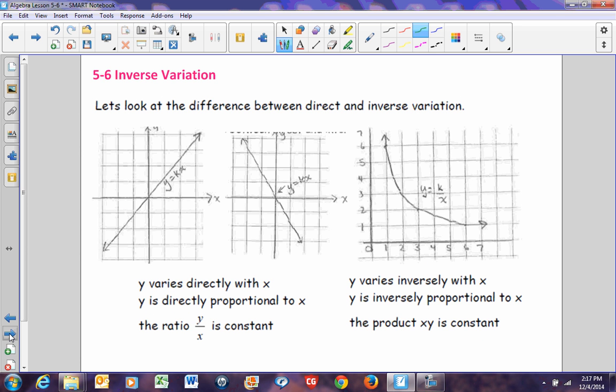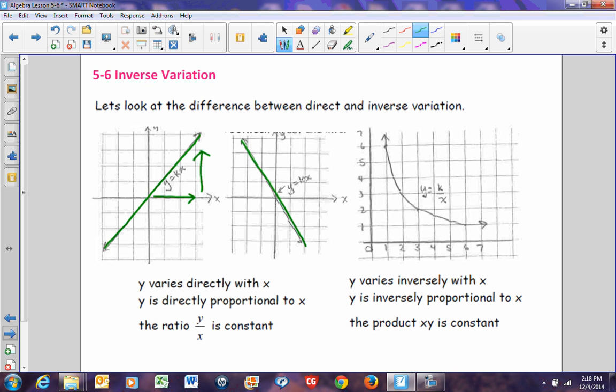All right, let's look at the difference between direct and inverse variation. Let's look at the graphs that we have here. If you look at these first two graphs, you'll notice that the graph goes through the origin and it's linear. It goes straight up and down. It's either increasing or, in this case, decreasing. But you'll notice as one value increases this way, this value increases this way.